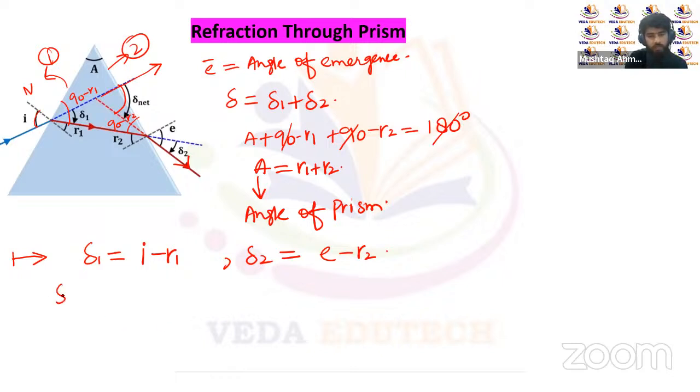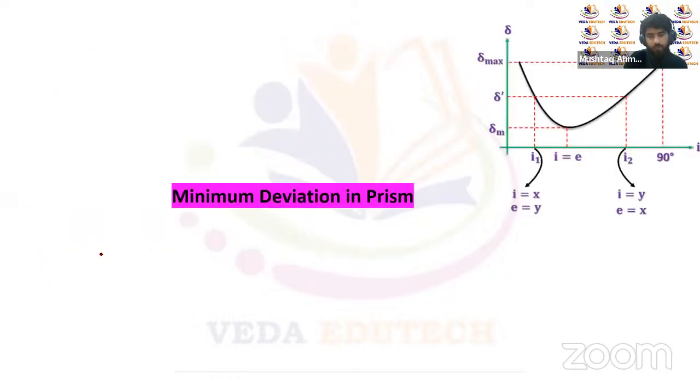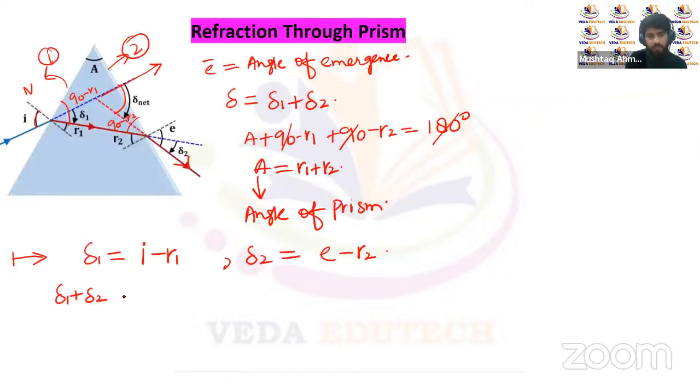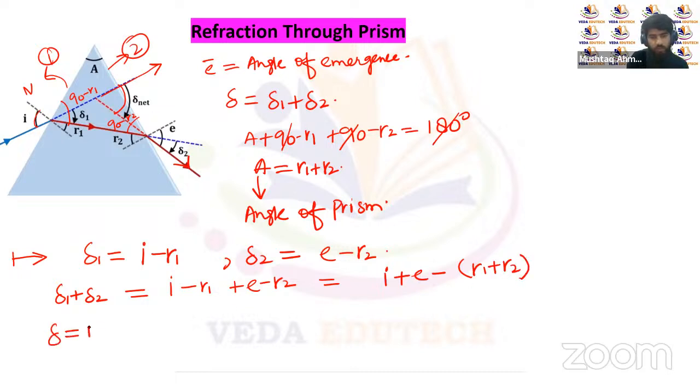The total deviation will be delta 1 plus delta 2 for this prism. That will be equal to I minus R1 plus E minus R2, or we can write it as I plus E minus (R1 plus R2). R1 plus R2 here is equal to A. So I plus E minus A is the total deviation for this incident ray of light on the prism.